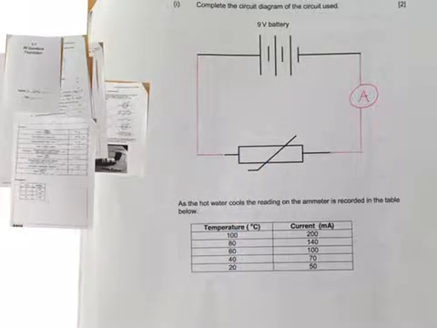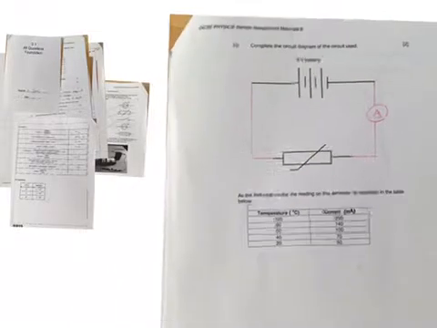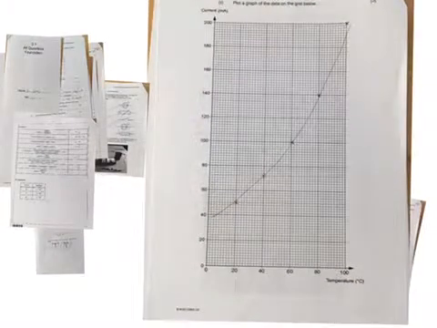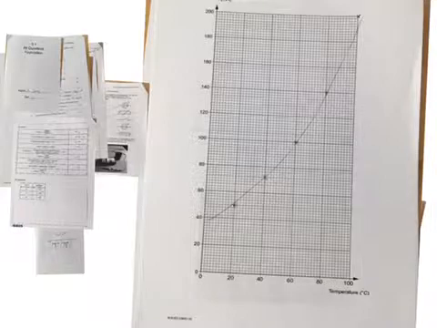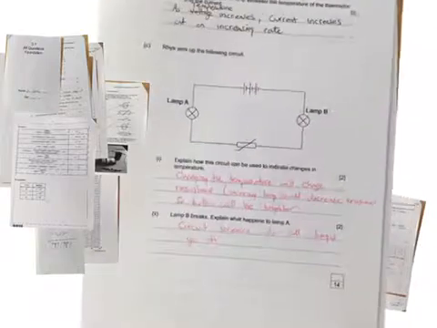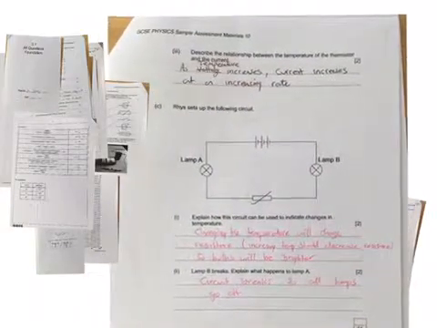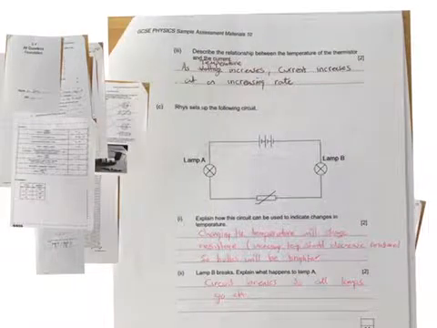So there's the temperature of the water. There's the current. They're going to measure the current. That's just like a variable resistor, only they're using the temperature of water to change it. And then you're going to plot those results, and that's what they're going to look like. 3 marks. So you can see here that it's a nice curve going upwards. That's what a thermistor curve looks like. And then it's going to ask you to describe the relationship between the temperature and thermistor. Well, as temperature increases, the current increases at an increasing rate.